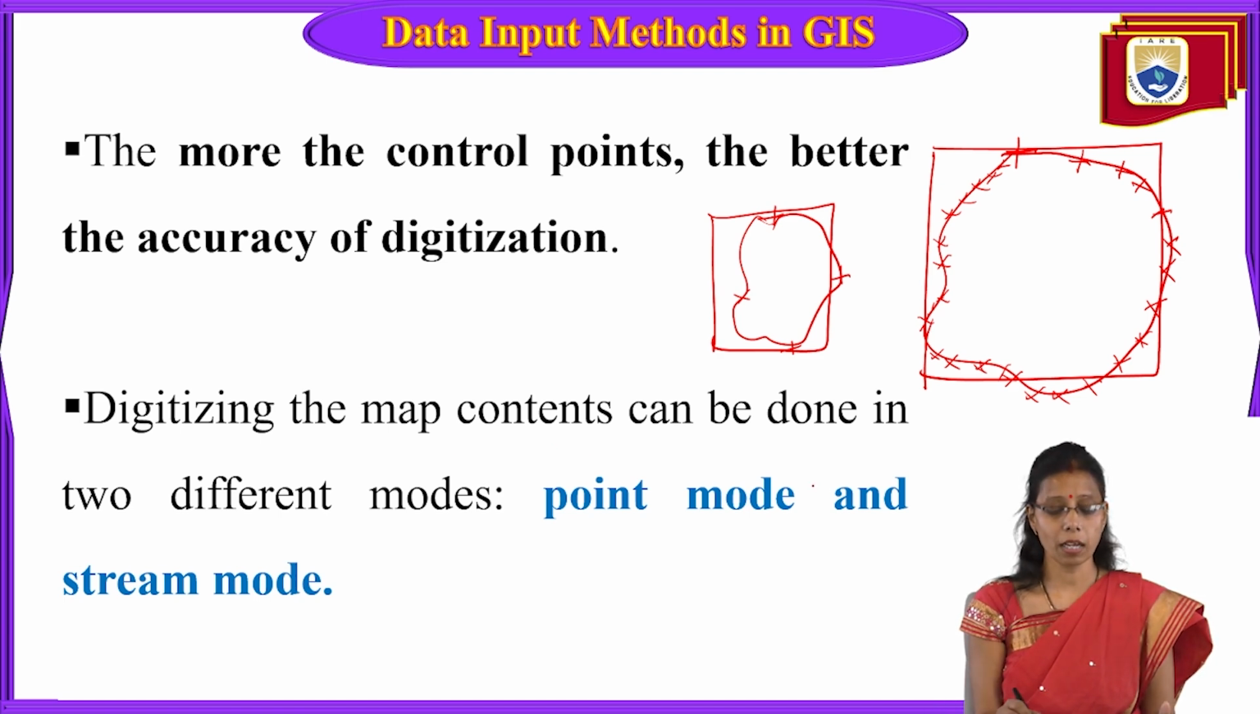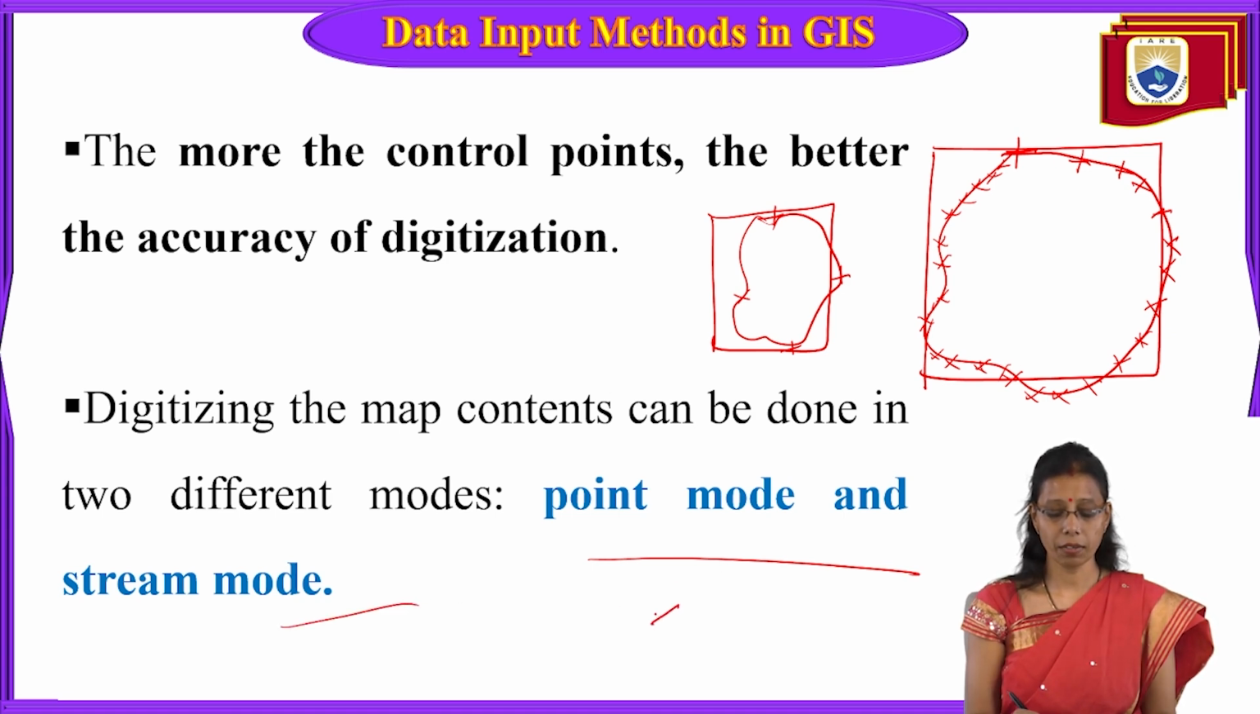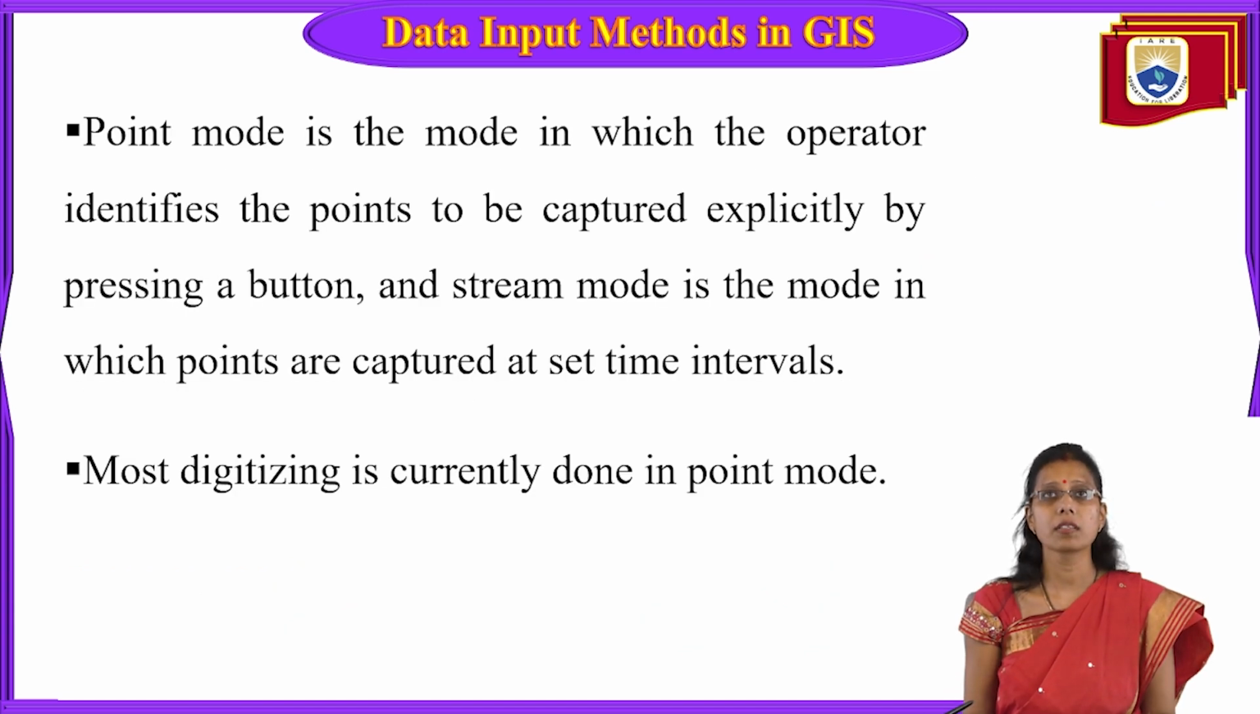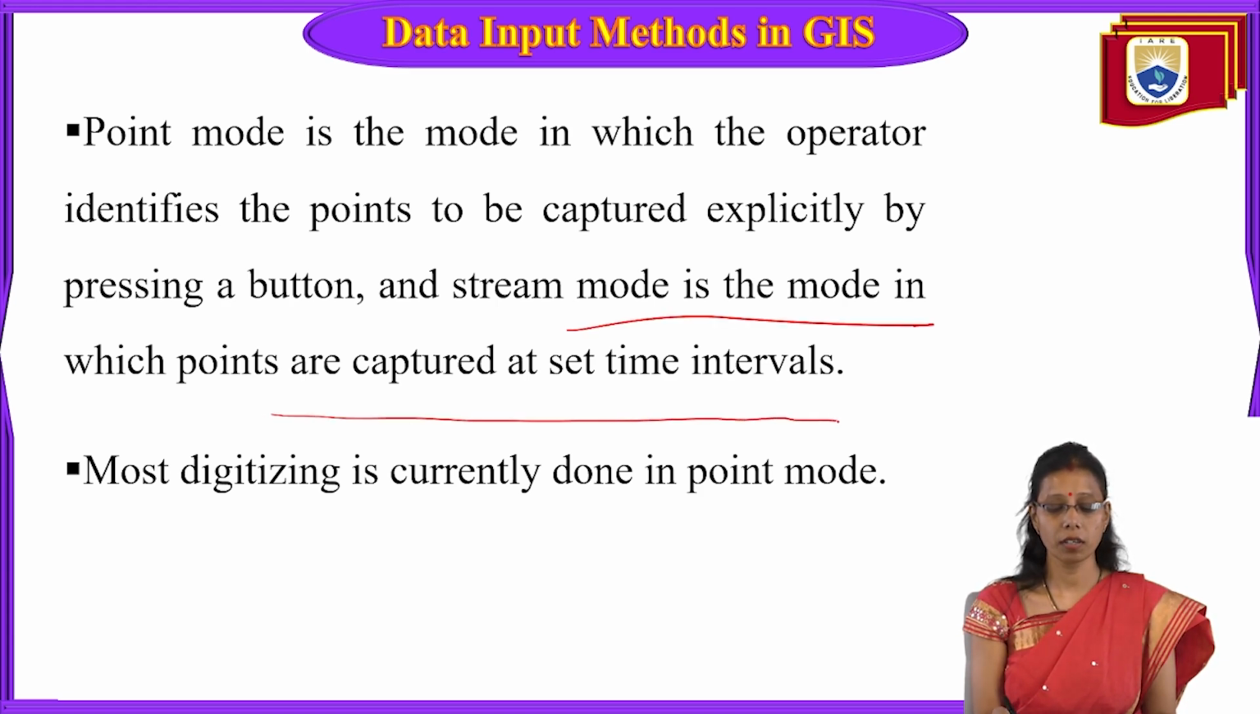So digitizing the map contents can be done in two different modes: point mode and stream mode. Point mode is where one by one you have to keep the point like this. Stream mode is where continuously you can fix the location by assigning a number of streamlines. Point mode is the mode in which the operator identifies the points to be captured explicitly by pressing a button, and stream mode is the mode in which the points are captured at a set of time intervals.